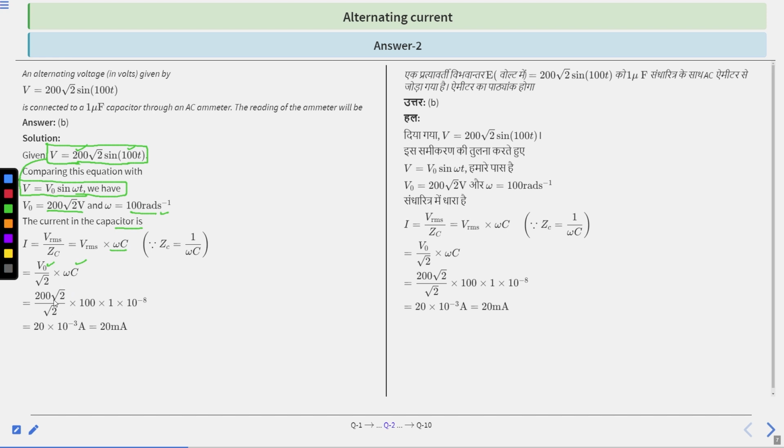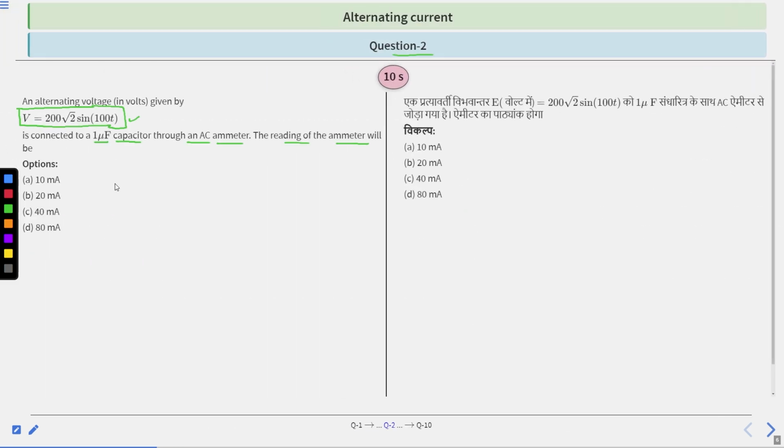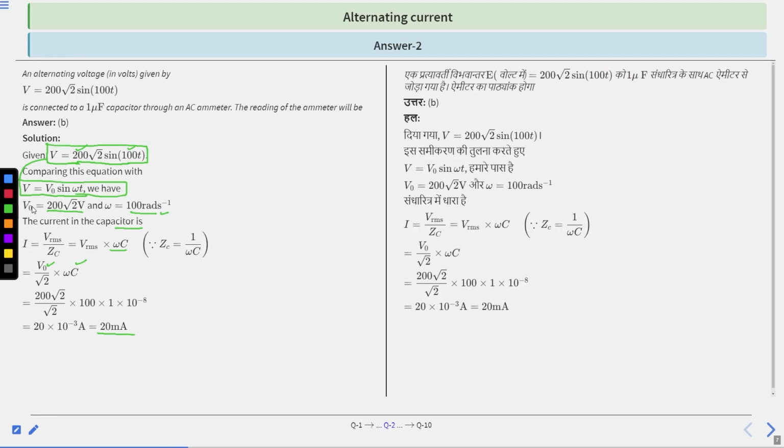Calculating this term, you will get 20 into 10 raised to the power minus 3 ampere, which is equal to 20 milliampere. Clear? 20 milliampere is the current. So the correct answer is option B. Option B is correct. The reading of the ammeter will be 20 milliampere.